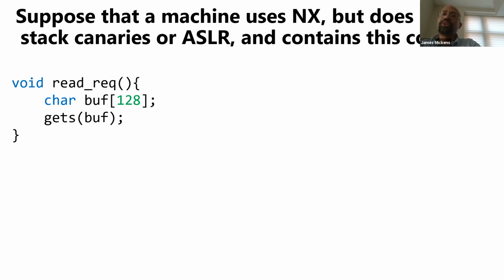So we've got a function called read request. It contains a buffer, and it calls gets on the buffer. This is a buffer overflow, doesn't get any more pure than this, right? All we do is declare a vulnerable buffer and then make it so we can overflow that buffer. This, American efficiency right there.